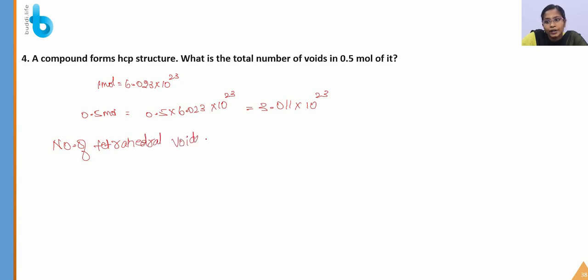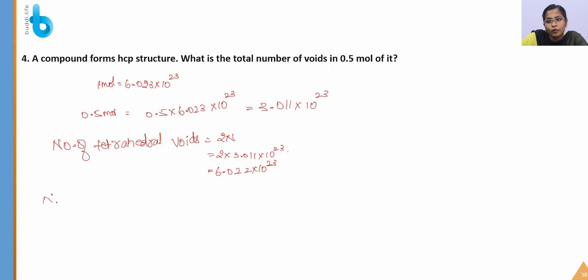So the number of tetrahedral voids we have already seen in the theory part: the formula is 2n. So 2 into 3.011 into 10 power 23. So the answer is 6.022 into 10 power 23.